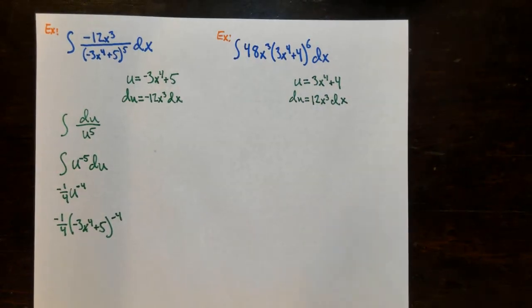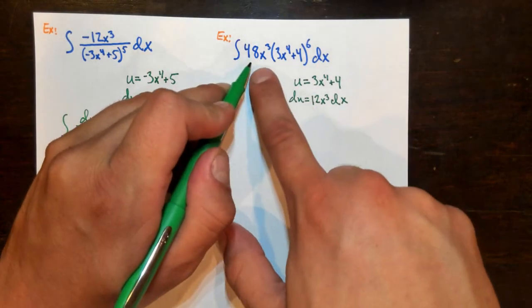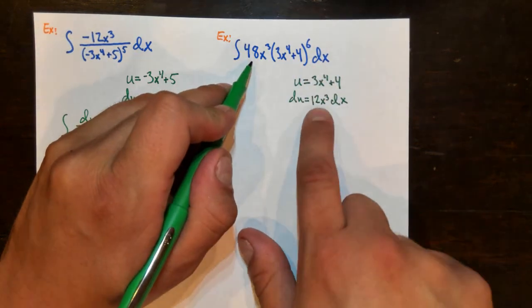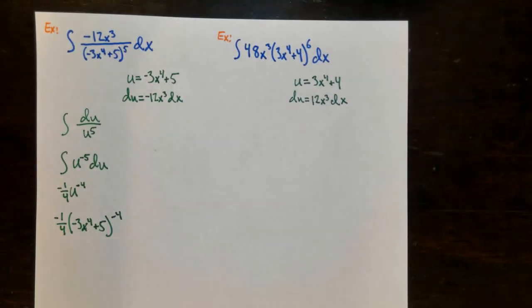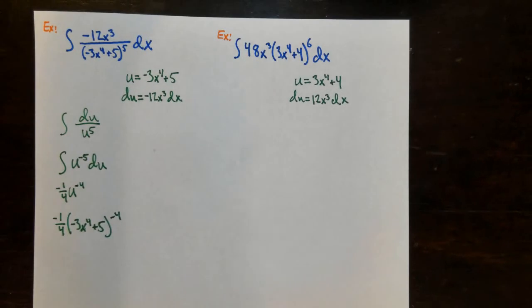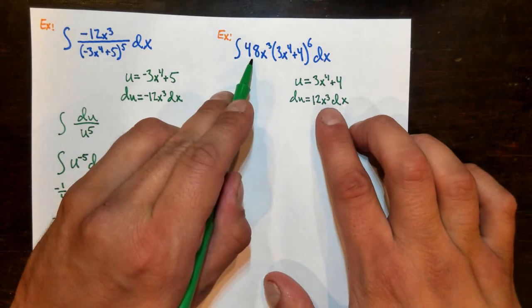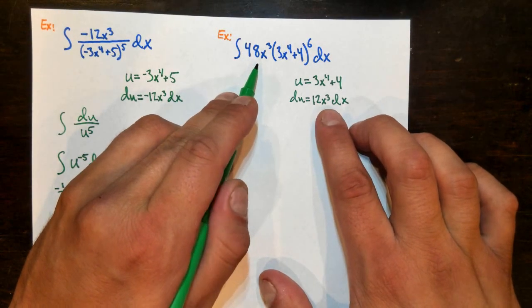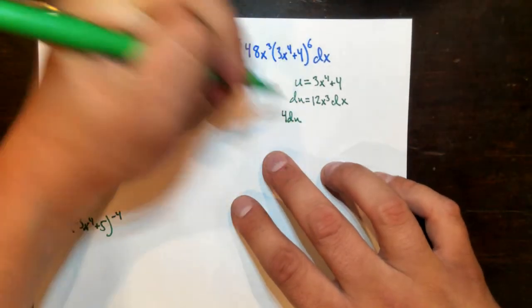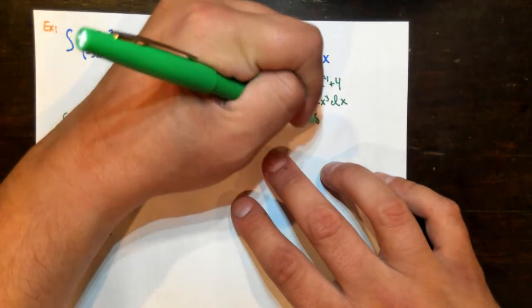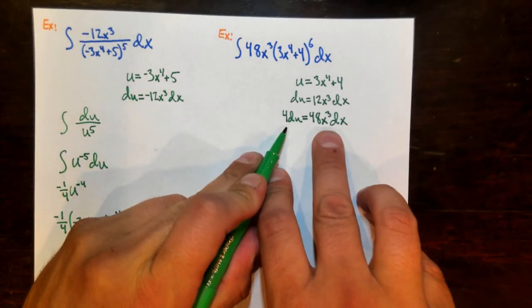Now, notice what's going on here. Inside the u, we don't necessarily have 48x cubed dx. We have instead 12x cubed dx. So what we want to do in this case is manipulate the mathematics. Think, okay, what can I multiply this by to get 48x cubed? In this case, it'd be 4. So what if I multiplied both sides by 4? So 4 du equals 48x cubed dx. So this is what we're going to use now.